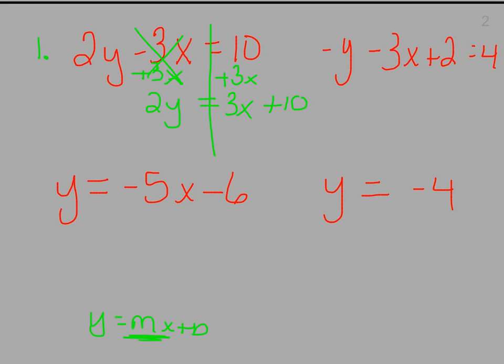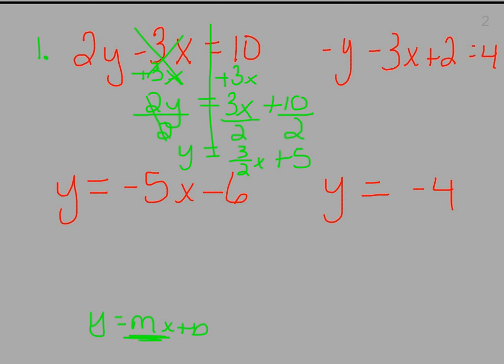Now I need to get the y by itself, so I'm going to divide by 2. That cancels that out. Divide this by 2 and divide this by 2. So I end up with y equals, and I'm going to write this as just a fraction with the x after it, 3 over 2x plus 5.